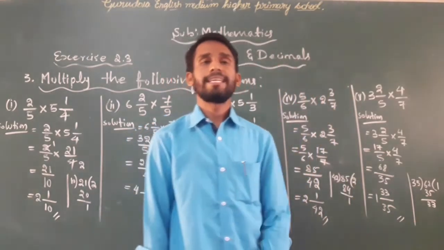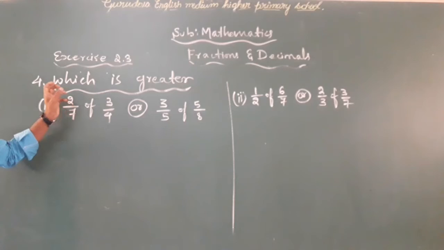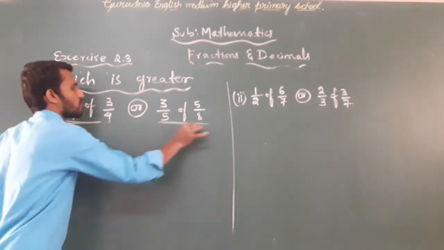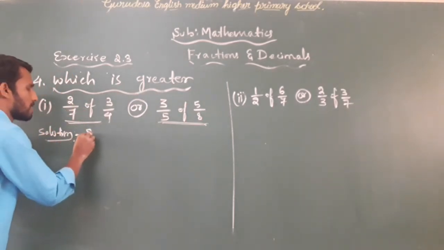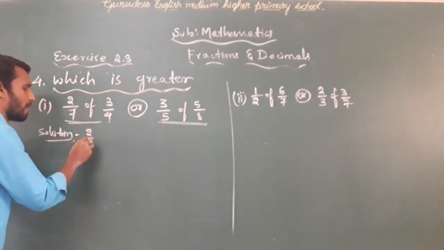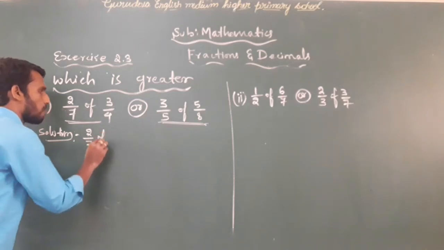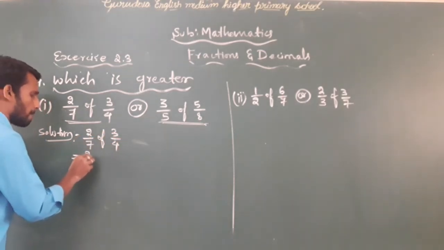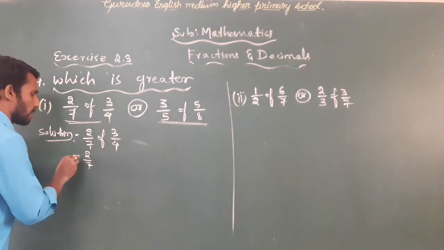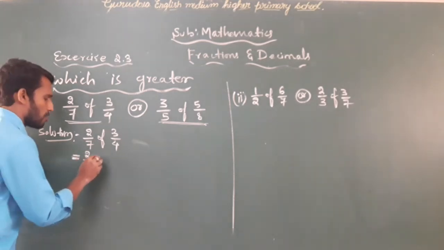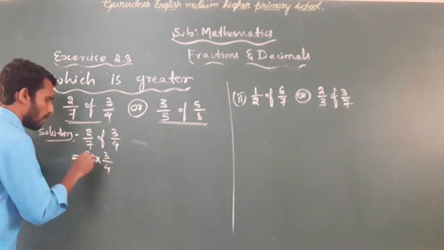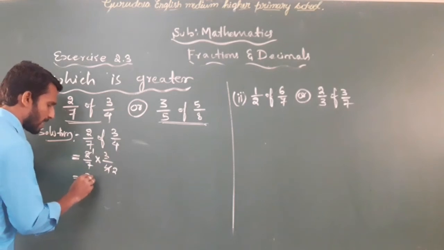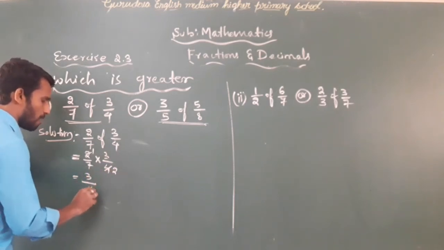Dear student, next I am taking the problem: which is the greater of these two fractions. See, first one: 2 by 7 of 3 by 4. I am solving the first part, 2 by 7. Dear friend, we know that 'of' represents multiplication, 3 by 4. 2 1s are 2, 2 2s are 4. When we multiply here, 3 into 1 is 3, 7 into 2 is 14.